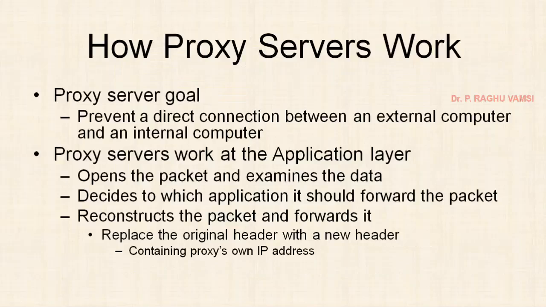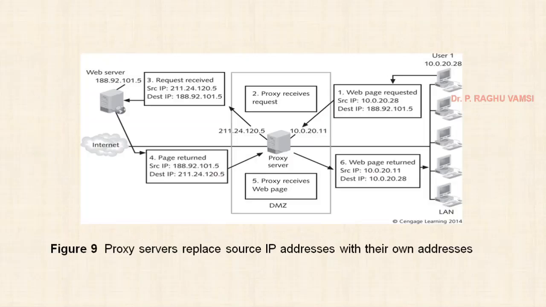How do proxy servers work? The proxy server's goal is to prevent a direct connection between the external computer and an internal computer. Proxy servers work at the application layer, open the packet and examine the data, decide to which application it should forward the packet, reconstruct the packet and forward it, replacing the original header with a new header containing the proxy's own IP address. The proxy server replaces the source IP address with its own address.